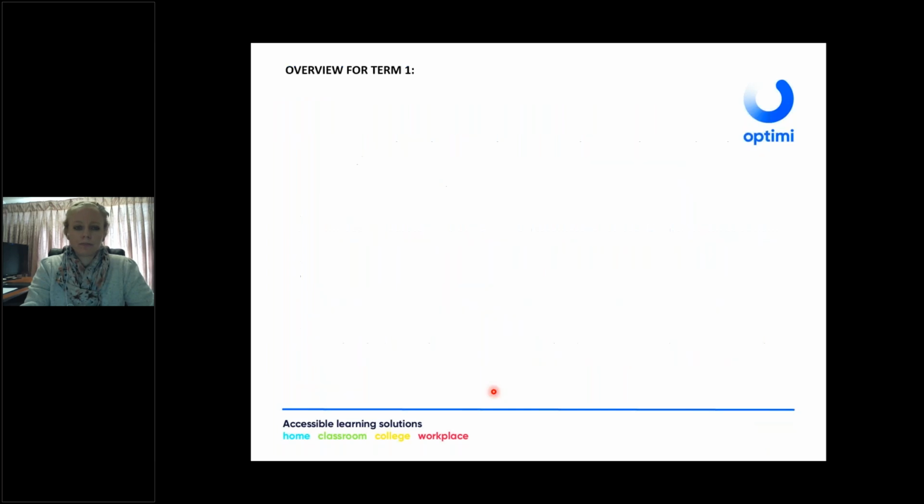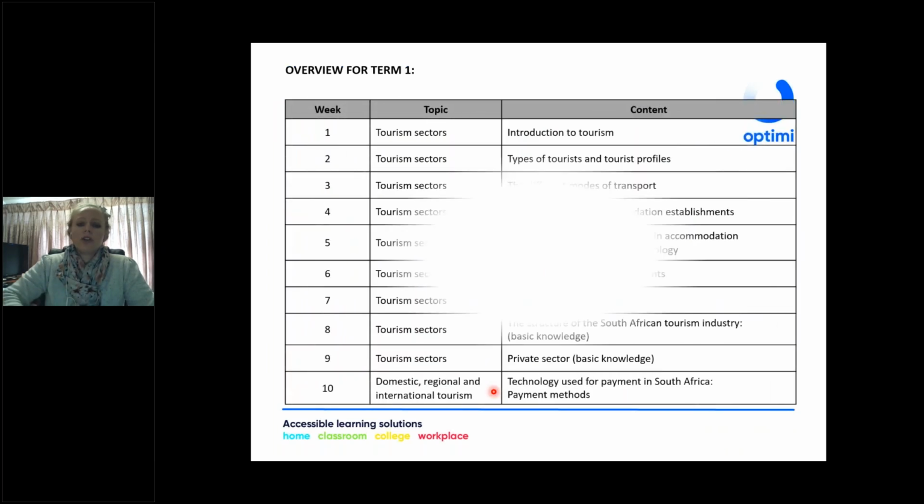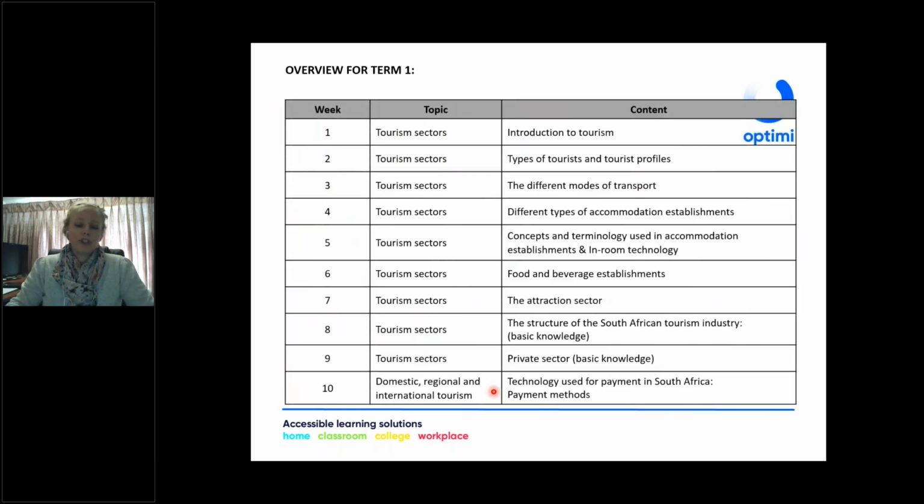Okay. So for a June examination, to prepare yourself and get yourself ready, you would have to go through term 1 and term 2's work. So the June exam for tourism grade 10 will be about term 1 and term 2 typically.